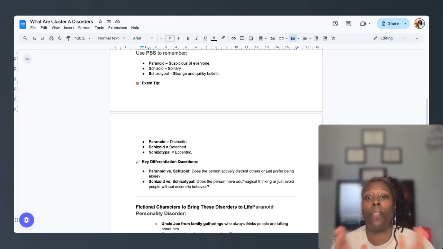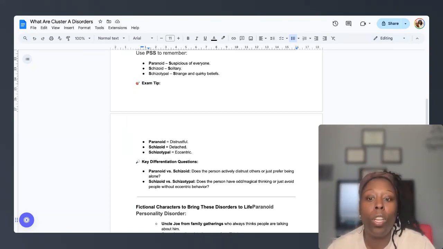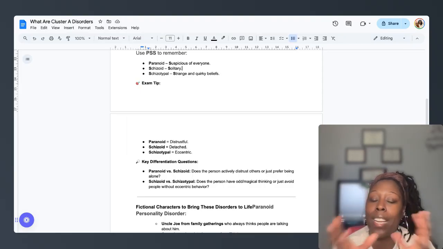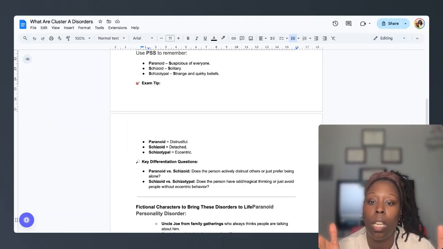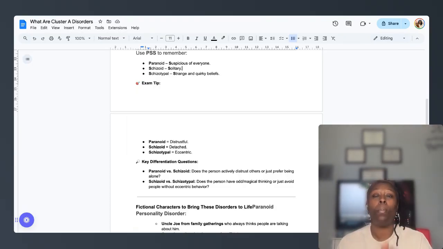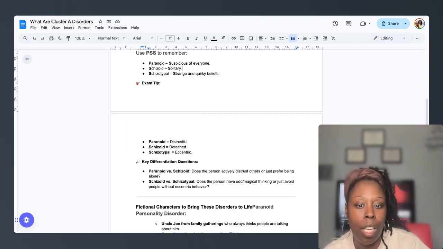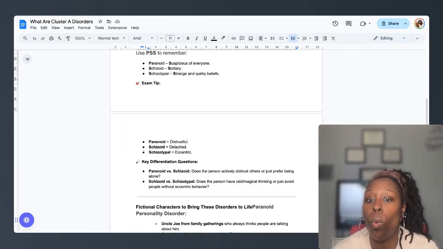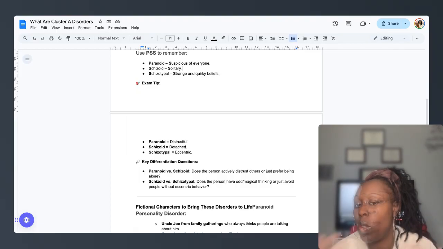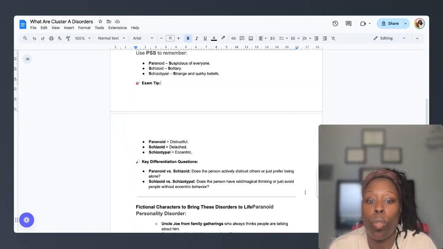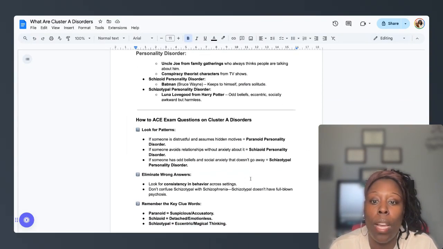So here are some key differential questions. Let's break them down. When you're looking at paranoid versus schizoid, does the person actively distrust others, or do they just prefer doing things alone? That is a way you can differentiate which is which. Let's look at schizoid and schizotypal, because a lot of people get these confused. Does the person have odd and magical thinking, or do they just avoid people without eccentric behavior? Which would it be? Now let's bring these disorders to life with fictional characters.